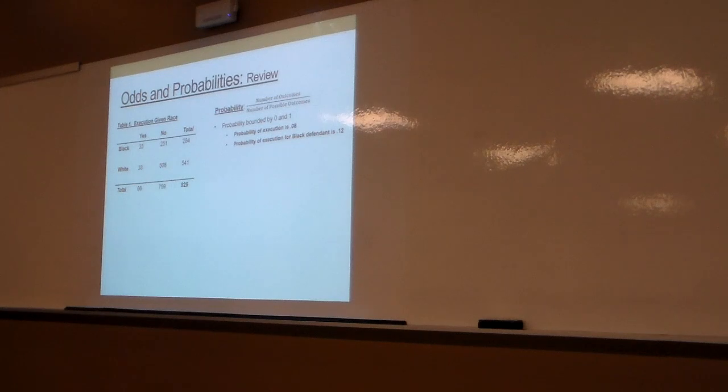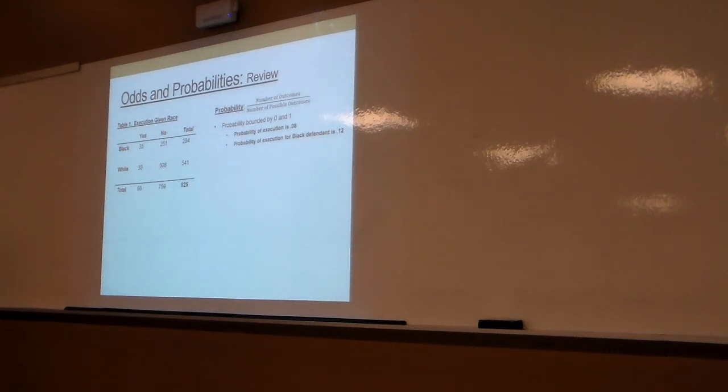Okay, so if we're talking about a probability, remember, we calculate a probability based on the number of target outcomes over the number of all possible outcomes, right? Probabilities are bounded by 0 and 1. A probability can't be greater than 1. I can't have over 1 in terms of the probability of something that happens. Either 0, it never happens, or 1, the outcome always happens. Those are the limits, right? So if we're looking at the probability of execution overall, the probability of execution here is 0.08.